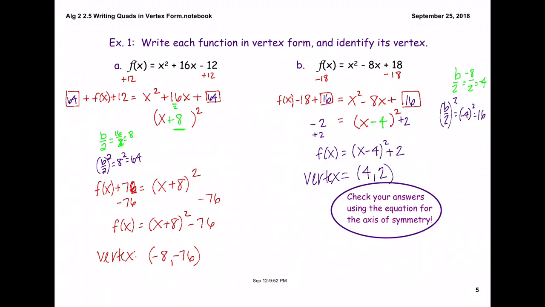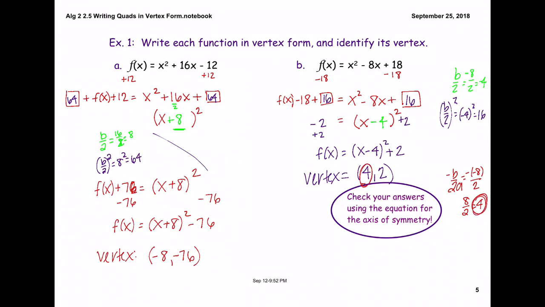You can check your answers using the equation for the axis of symmetry. So if you take negative b over 2a for the axis of symmetry, negative negative 8 over 2 gives us 8 divided by 2, which is 4, and you can see that the x coordinate of our vertex is correct.